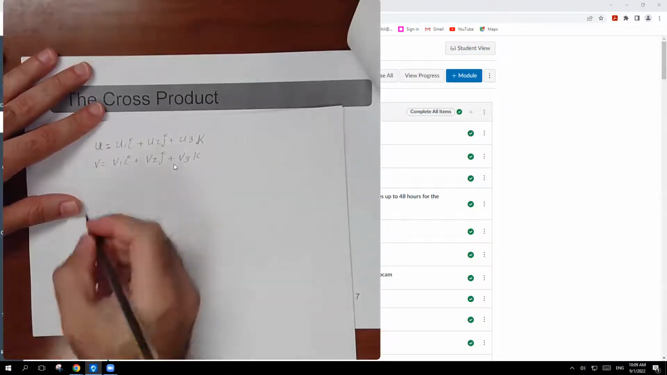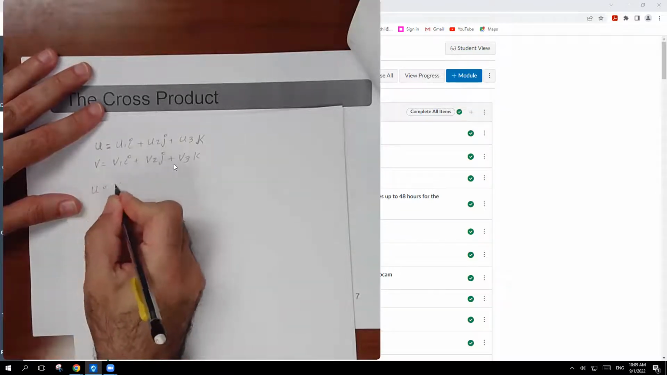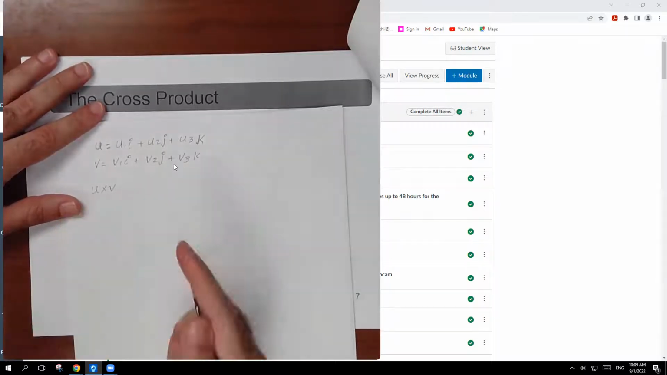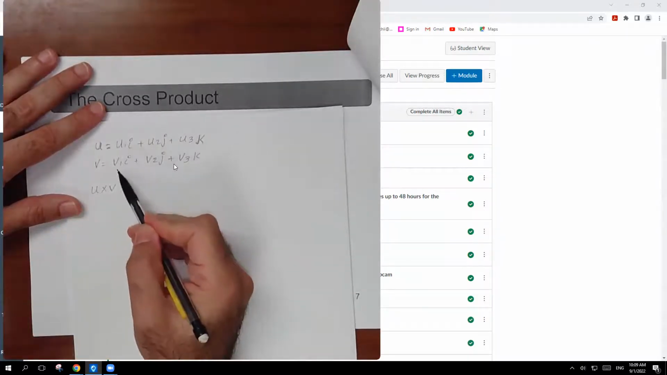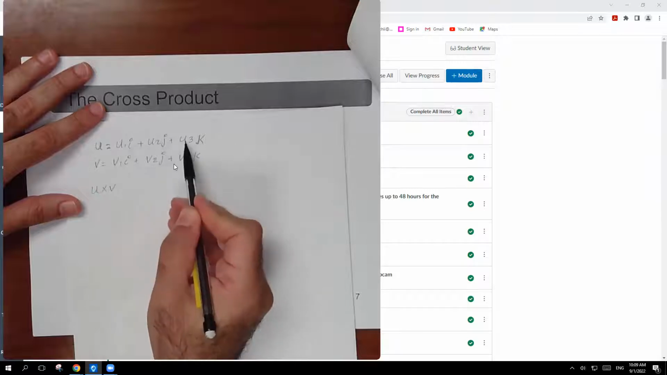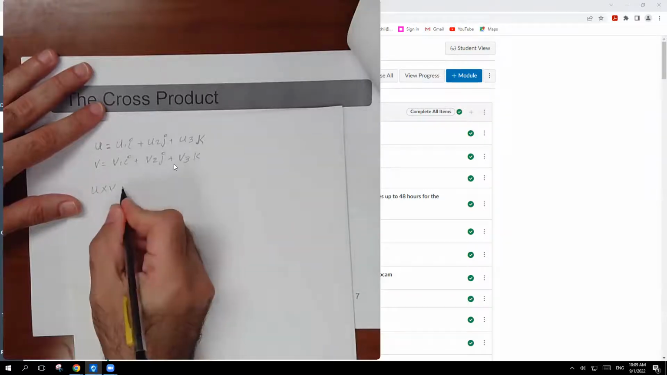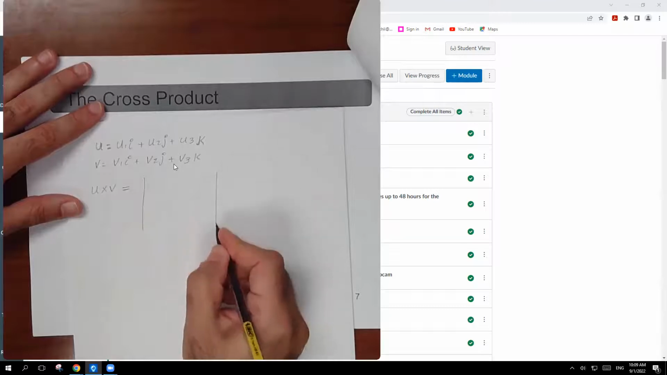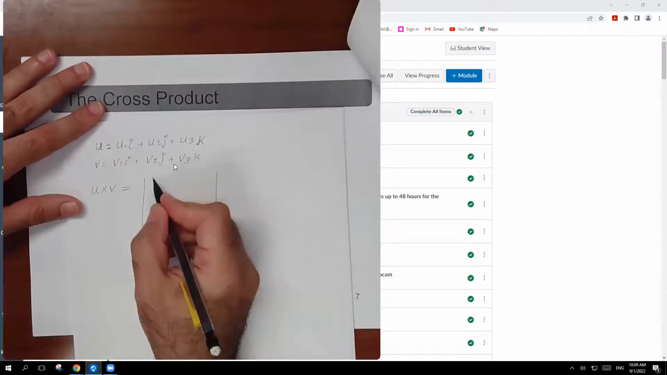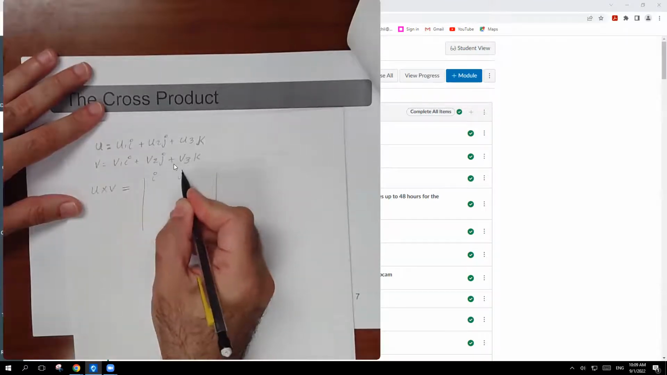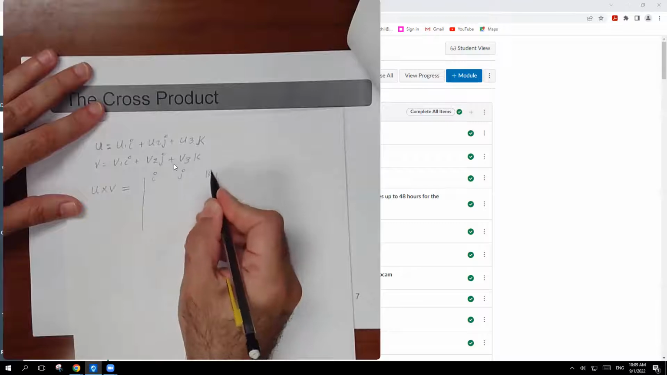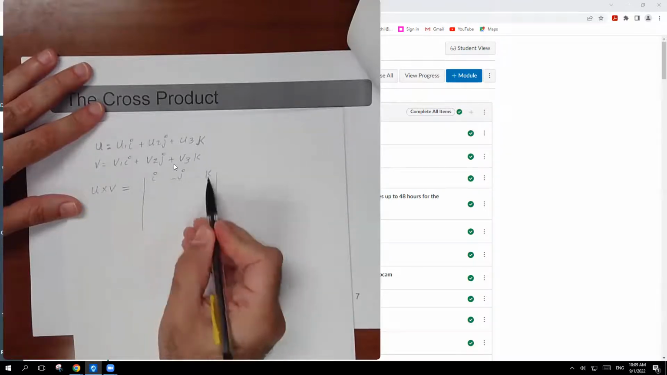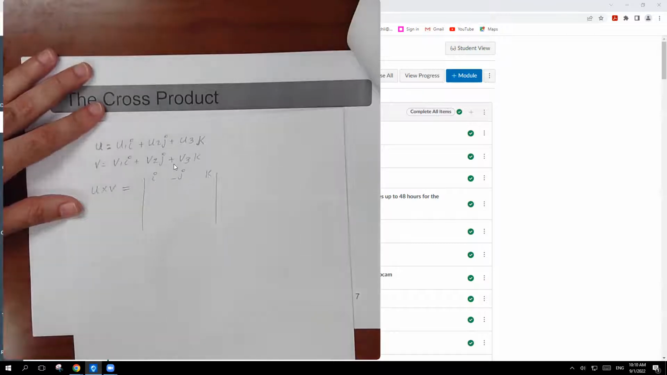Now we need to find the cross product between u and v. Be careful, it's not the dot product. With the dot product, you just multiply u1 times v1 plus u2 times v2 plus u3 times v3. With the cross product, no, we're going to convert this to a matrix. Here's the i, here's the j component, and here's k. And always this is plus, minus, plus, because we're going to work in 3 dimensions.